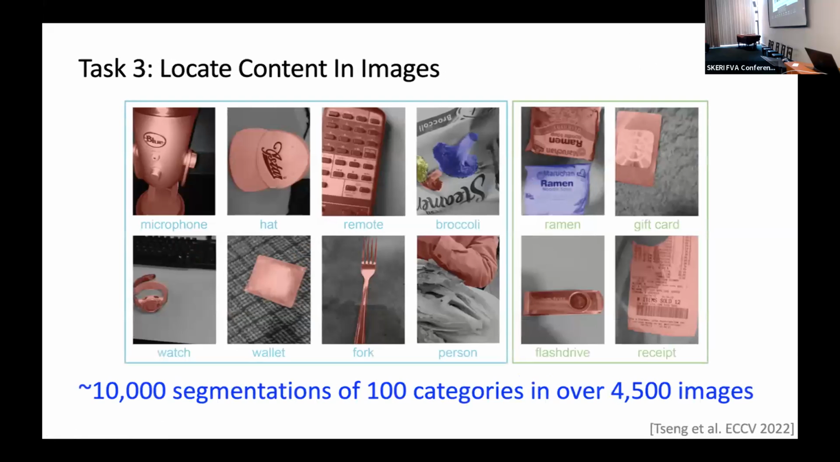We also have introduced tasks around locating the content in images. What I show here is an example of one of those data sets we put out, where we have 4,500 images, so a very small number of images. We labeled the presence or absence of 100 categories, resulting in about 10,000 segmentations. Categories spanned microphones, hats, remote controls, broccoli, ramen, gift cards, receipts, flash drives, people, forks, wallets, watches.